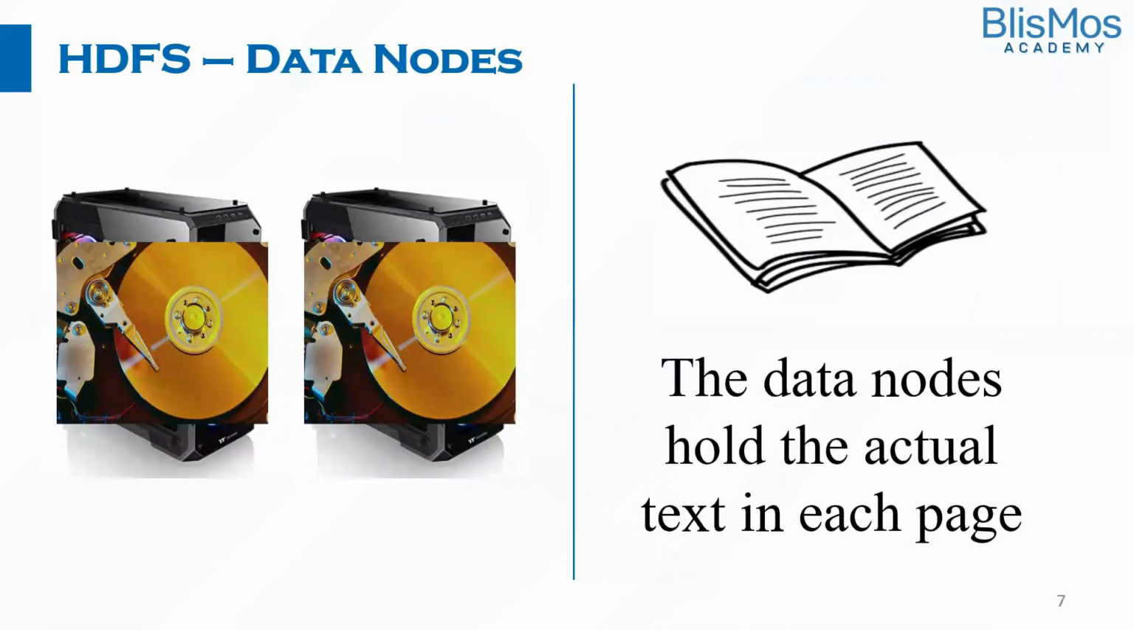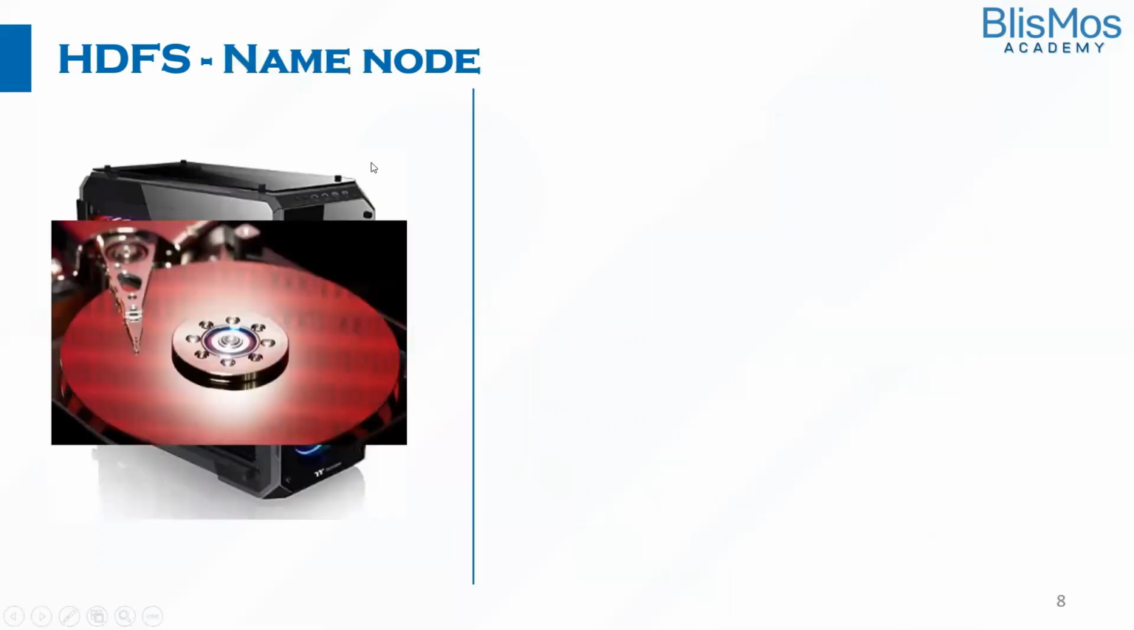Then what is data node? Data nodes are the actual chapters themselves. Where the chapters start and end is mentioned in the name node, but the actual chapters are nothing but the data nodes. So data node in a way consists of the actual data. Let us try to understand these two in a bit more detail.